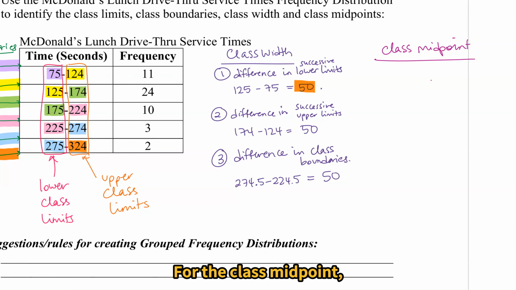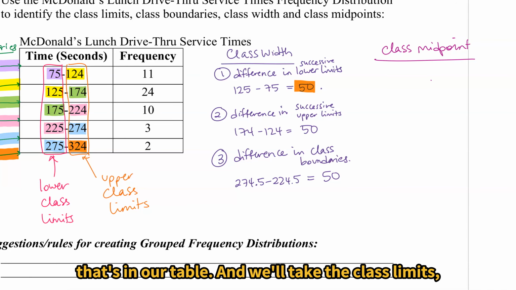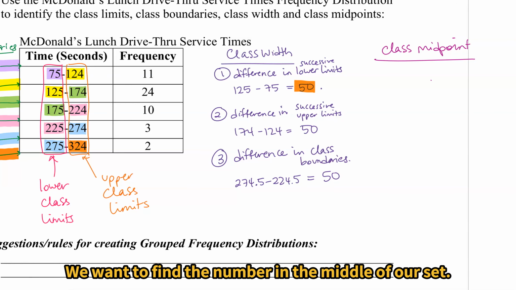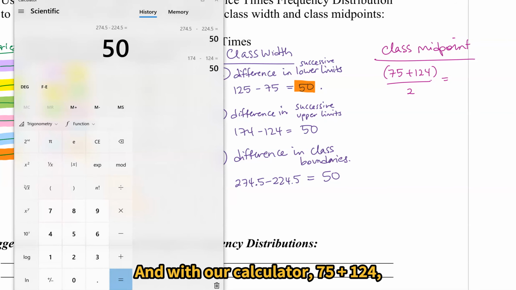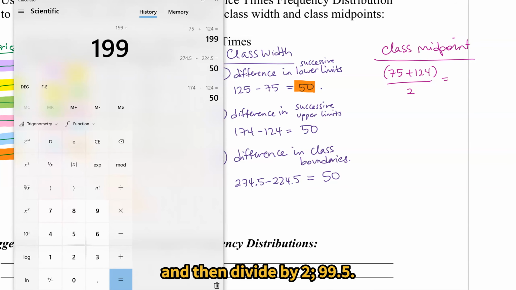For the class midpoint, we're going to have 5 different midpoints, one for each class that's in our table, and we'll take the class limits, add them together, and divide by 2. We want to find the number in the middle of our set. So for the first class, we have 75 plus 124 divided by 2. And with our calculator, 75 plus 124, make sure you hit equals first and then divide by 2, 99.5.